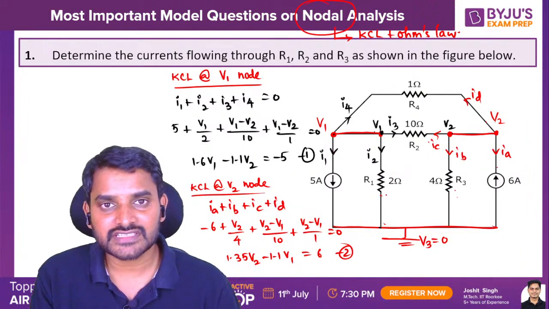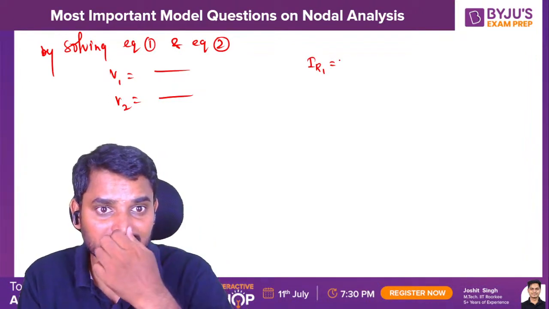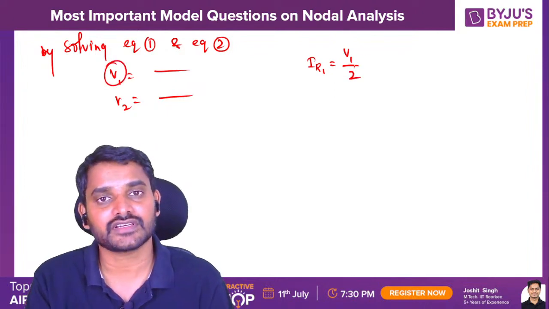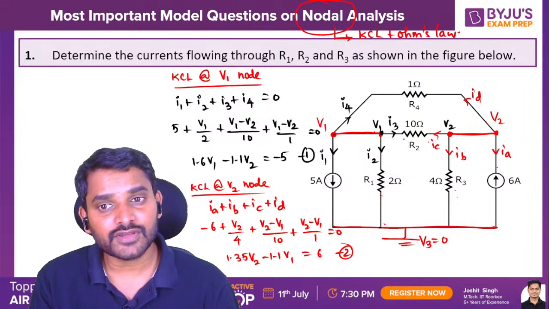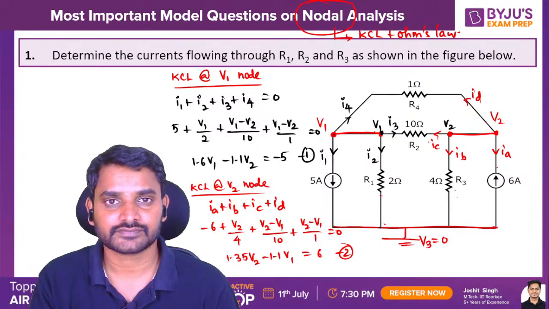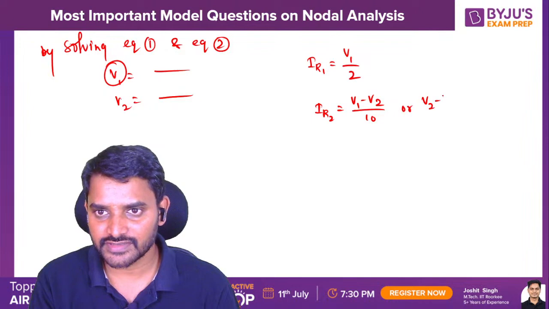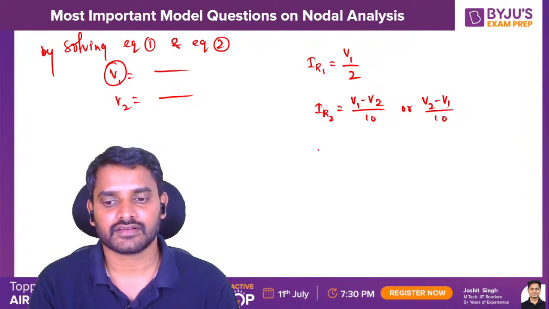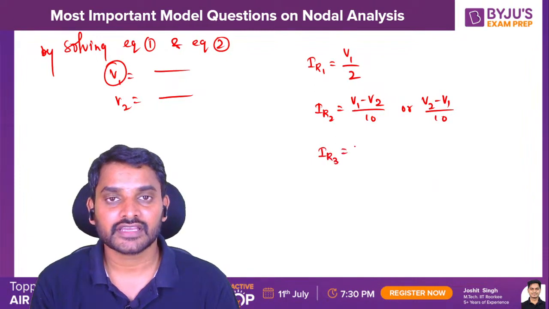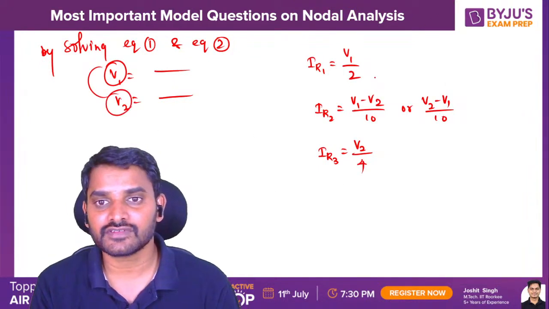If you want to find the current flowing through R1, what can I write? The current flowing through R1 is the potential across R1, that is V1 minus the ground node potential 0, divided by 2. Substitute the V1 value here and you will get it. Similarly, the current flowing through R2 is V1 minus V2 divided by 10, or otherwise V2 minus V1 divided by 10. Either one is okay. Now the current flowing through R3 is going to be V2 divided by 4. After getting the V1 and V2 values, you just substitute here and you will get it.